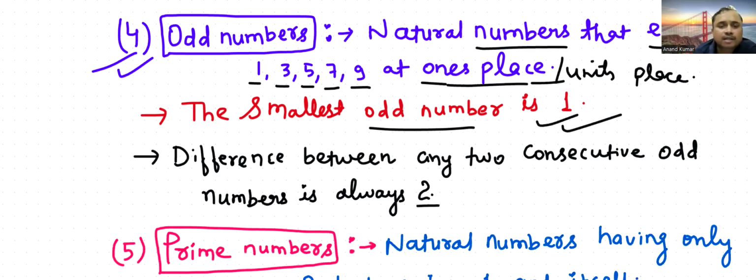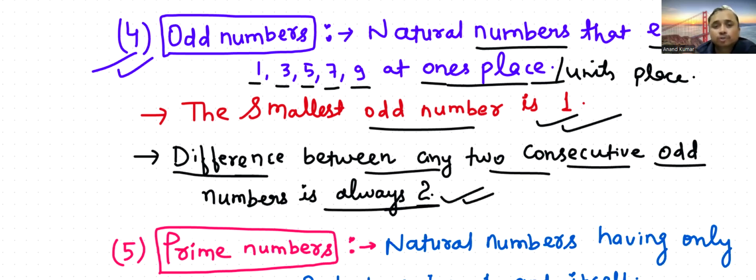The best part of odd numbers is that the difference between any two consecutive odd numbers is always 2. The way there was a difference of 2 between any two consecutive even numbers, in the same way there will be a difference of 2 between any two consecutive or continuous odd numbers as well.